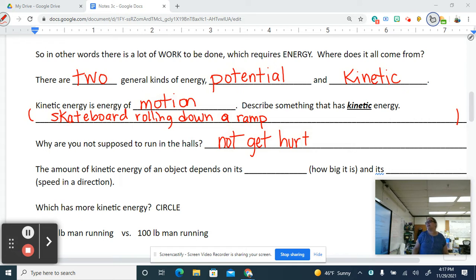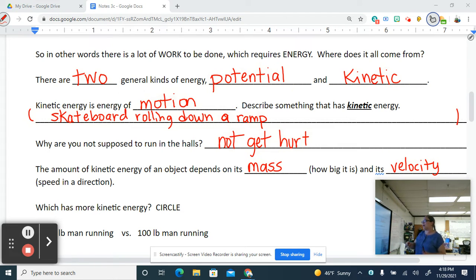So the amount of kinetic energy of an object depends on its mass, so how big is it, and its velocity. So it depends on how big it is and how fast it is moving in a direction. The bigger it is, and or the faster it's moving, the more energy it's going to have.